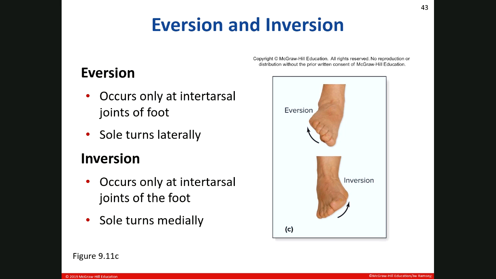Eversion and inversion are a little bit easier. The one here is the most common type of ankle sprain, by the way: an inversion ankle sprain. When you hear someone say, oh, I rolled my ankle, 90% of the time they roll it this way. Inversion is when you're pointing the sole of your foot inwards. Eversion is when you're turning the bottom of your foot out, away from your body. This one is actually a tougher maneuver to do. So inversion is turning it inwards, so the sole is facing medially. Eversion, the sole is turned out, facing laterally.